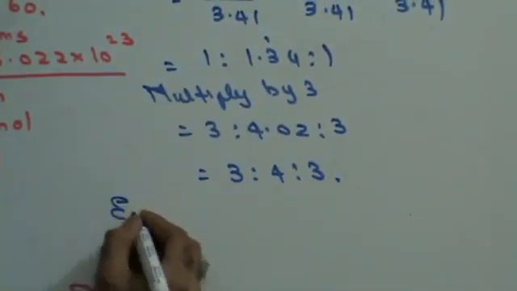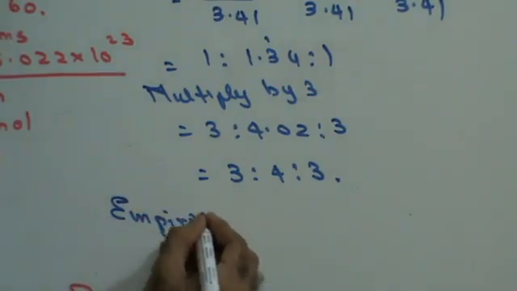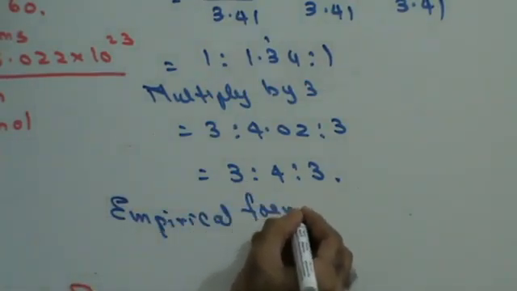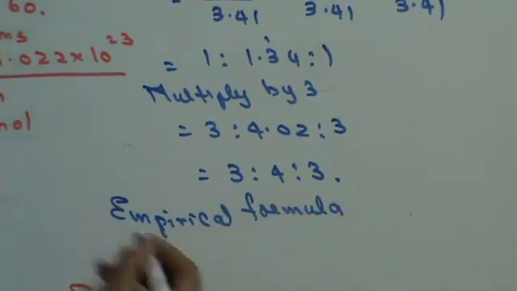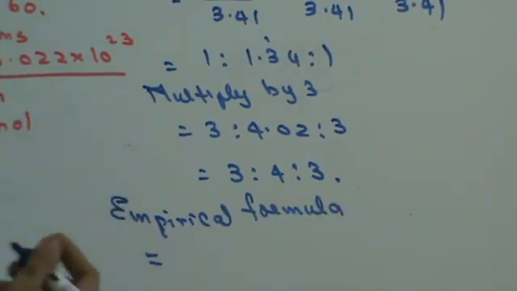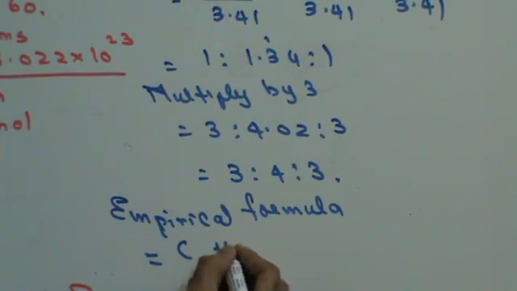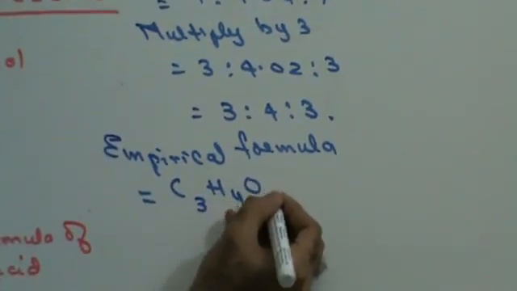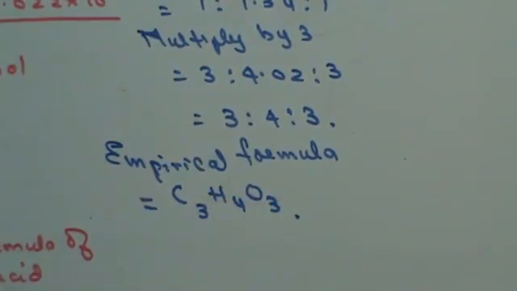Therefore, the empirical formula. Now, what were the three elements you have taken? Carbon, hydrogen and oxygen. The ratio is 3, 4 and 3. So you will write this as 3, 4 and 3. So the empirical formula for vitamin C will be C3H4O3. Right? Take down the next one please.